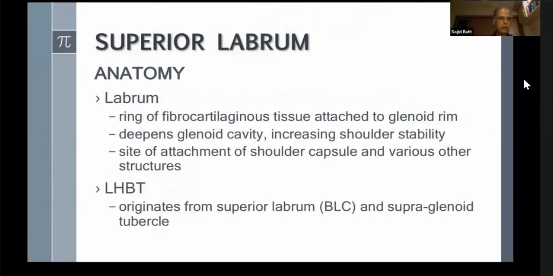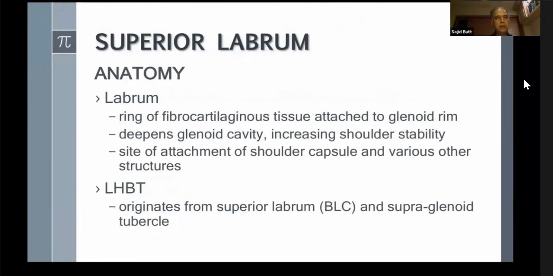Before that, this is probably one of the trickiest areas of shoulder imaging to understand, the superior labrum. Why is it tricky? Because there are lots and lots of normal variants. And it is very easy for the relatively less experienced radiologists to overcall things.